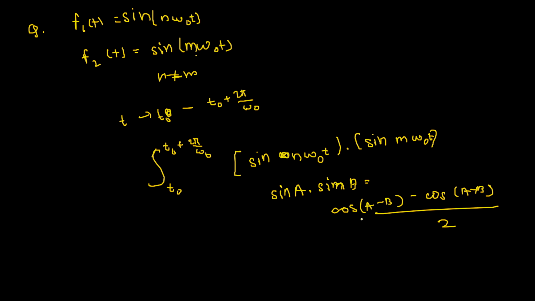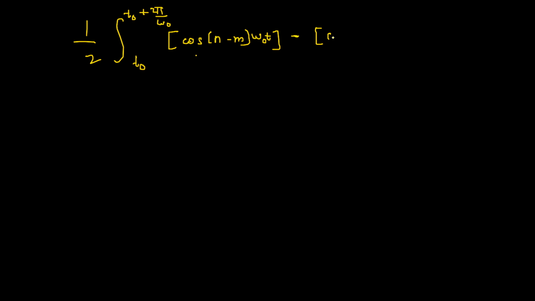Upon substituting this identity, we get 1 by 2 integration of t0 to t0 plus 2 pi by omega naught, cos of n minus m omega naught t minus cos of n plus m omega naught t dt.